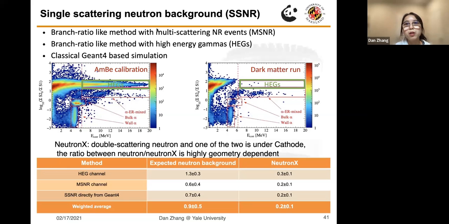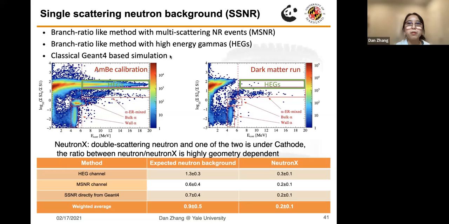And that leftover can be estimated by comparing the fraction that goes into single scattering neutrons and multi-scattering neutrons, just a branching ratio-like method. And also, for the neutron events, they may activate the xenons, and the de-excitation of xenons gives high energy gamma rays, which show up at a very clean window in the dark matter run. So this window can also be used to estimate the ratio that will contaminate the low energy window. And this is our second method to estimate the neutron events.